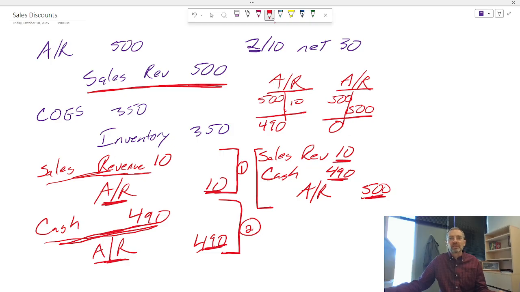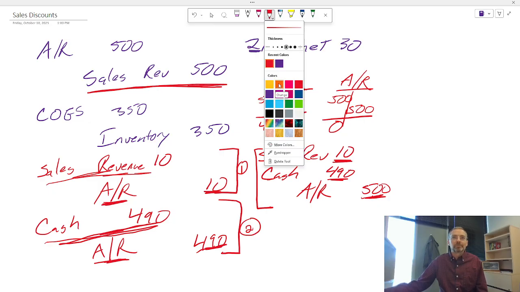And where does the $10 difference go? It goes into the sales revenue account, because to update how much work did we actually do, how much did we actually get from our customers. So we didn't get 500 from our customers, we only got 490.